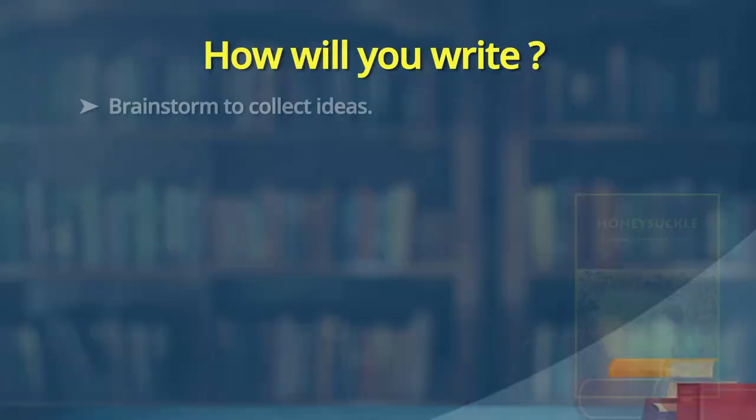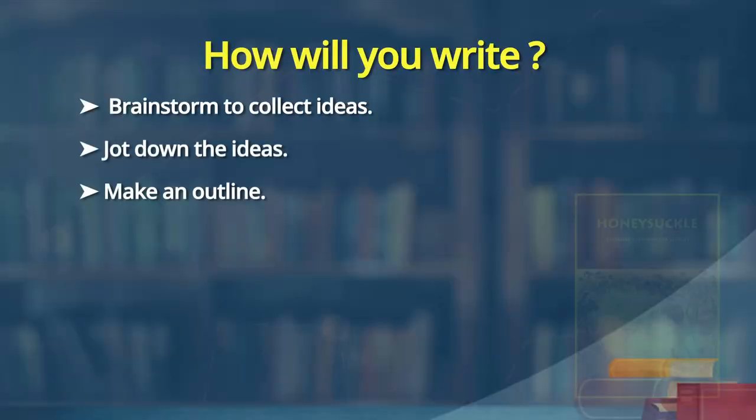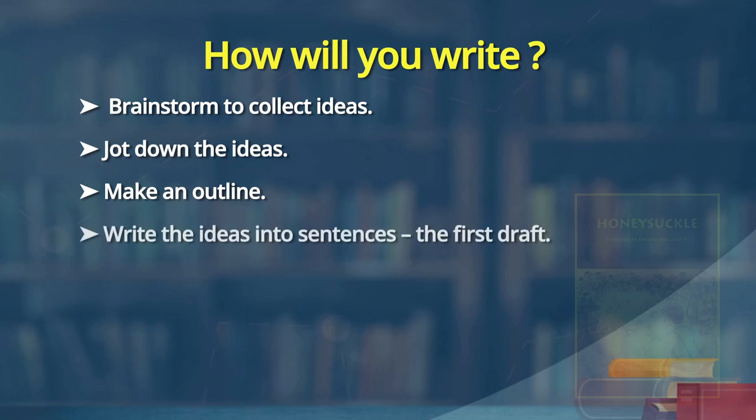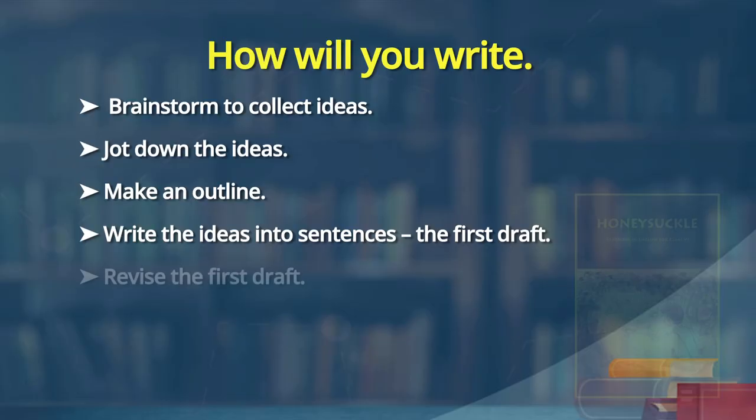So, make an outline. It appears on the screen. You will say, brainstorm, jot down the ideas, then make an outline. Now, outline is done. I don't like homework because of this. Then, write the ideas into sentences. Which sentence will come first? Then you say, I don't like homework because, one, then so on, so write sentences. So now you have got the first draft with you. Then revise the first draft.